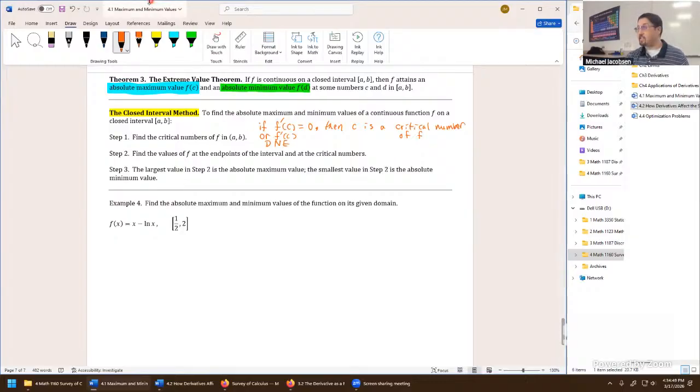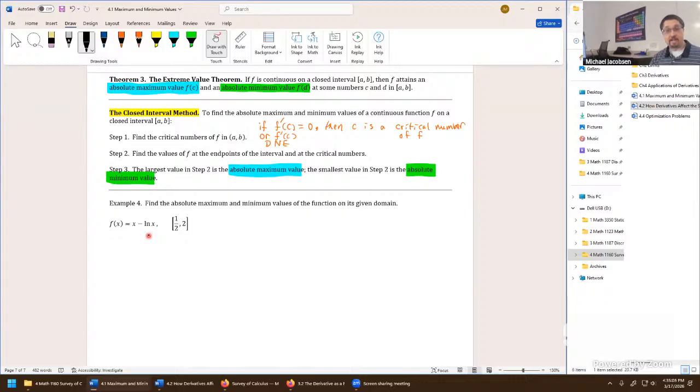Then finally, step 3 says, we did function evaluations in step 2. The largest value of step 2 is the absolute maximum, and the smallest value in step 2 is the absolute minimum. So that's the whole method. We'll give it a try right away on this function down below, just to see how it goes. Any questions about the method first before we get started?